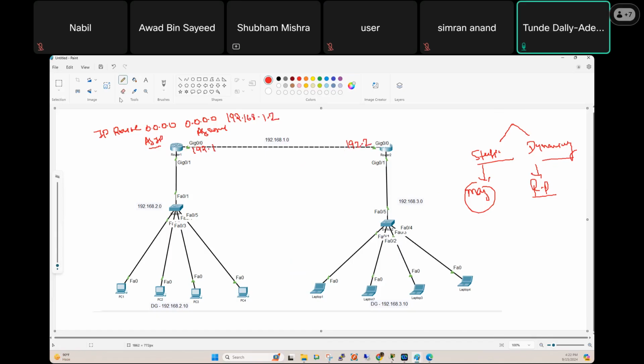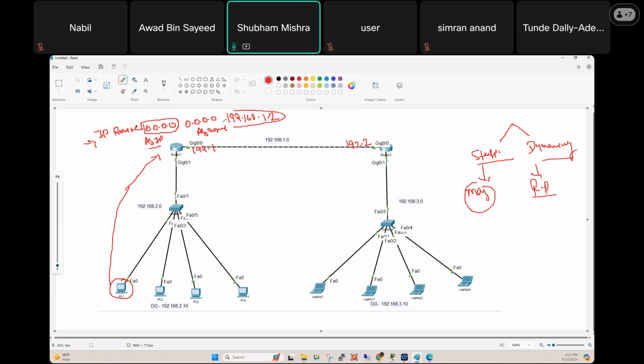Default route. It means any IP, that IP belongs to any network. For example, right now PC number 1 is sending a packet. The packet will reach router number 1. Router number 1 checks the routing table and finds one route here, the default route. According to the default route, I need to forward each and every packet towards here. So R1 will forward this packet here. Let's suppose PC number 3 sends a packet. The packet will reach the router, the router checks again, and forwards this packet here.